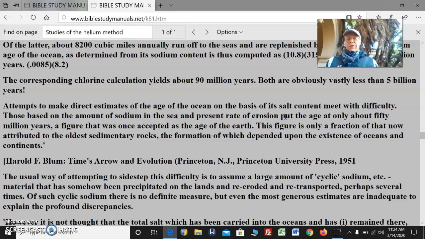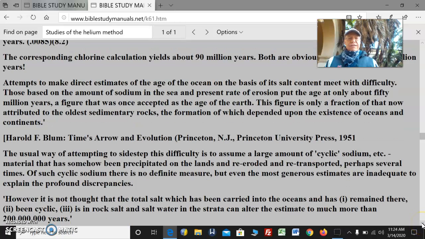Maybe they came before the Earth came, right? The formation of which depended upon the existence of oceans and continents. Well, the rocks came before the Earth surrounded itself on it? Well, no, I don't think so.